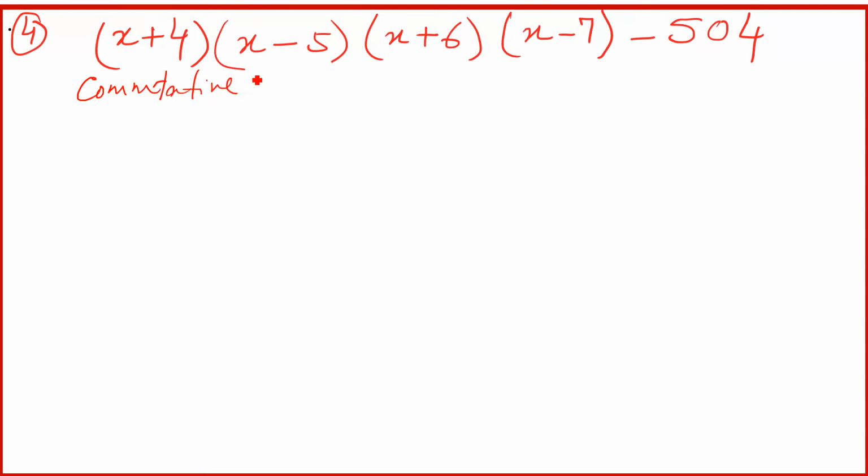Commutative property of subtraction. So what is the commutative property of subtraction? Suppose 4, here see, I will show you. Here is 4 minus 5. So what is the answer? Minus 1. Here is 6 minus 7. So what is the answer? Minus 1.